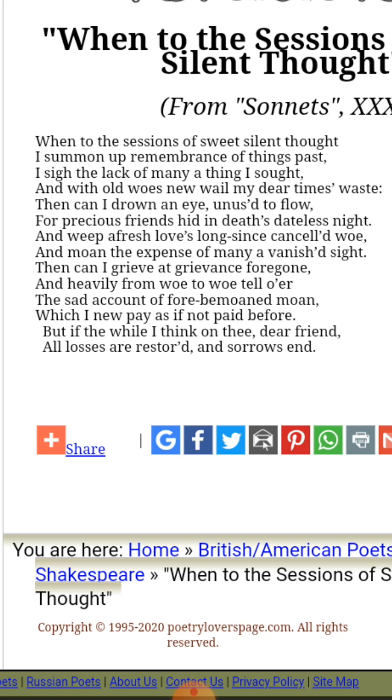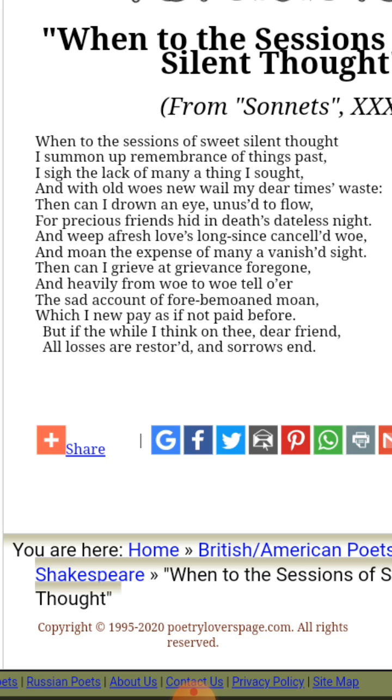Then again I drown and I unused to flow for precious friends, hidden deaths, deathless night, and weep of race, love's long since cancelled vow, and mourn the expense of many a vanished sight.